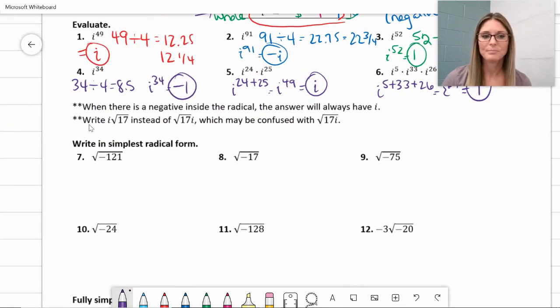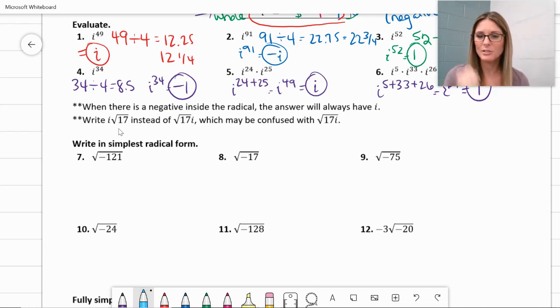Second bullet point, write i and then your radical, for example, i root 17, instead of square root of 17i, because somebody might think it's the square root of 17i. Okay, so put those things in front, your radical at the end with anything that's inside the radical. We don't want anybody to be confused.